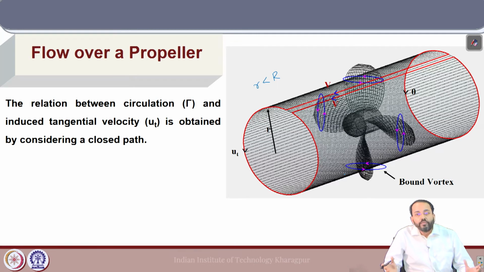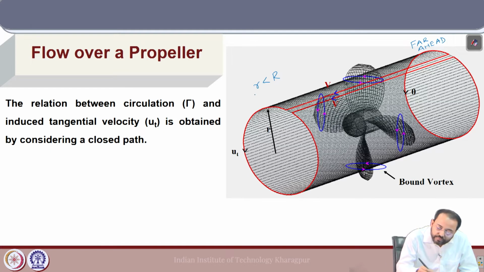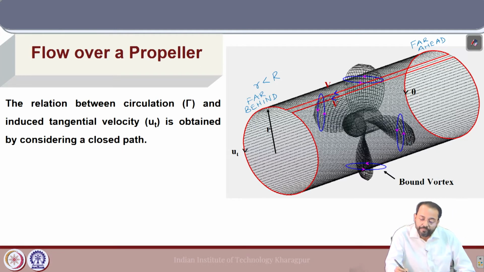And just like the Kutta-Joukowski theorem, we will try to get the circulation on this domain. So, basically what is circulation? It is the line integral of velocity around these contours. Okay. So, in this cylinder we will relate the induced velocities to the circulation distribution and see how they are related. So, this is far ahead and this is far behind the propeller. For ships we prefer to use the word astern.